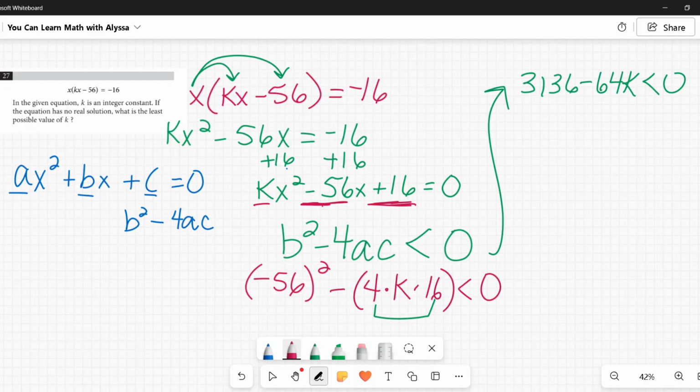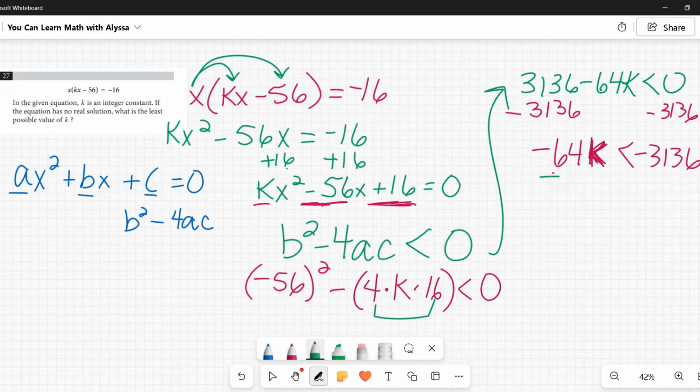First, I am going to get rid of that 3,136. I'm going to subtract it from both sides to get rid of it and end up with negative 64k is less than, make sure that k is connected so it doesn't look like another less than, is less than negative 3,136. And now I want to divide both sides by negative 64 because that's undoing what's been done to k. K is being multiplied by negative 64. So I'm going to divide by negative 64. Right, so when I divide this, I get 49 on the right, and I get k.